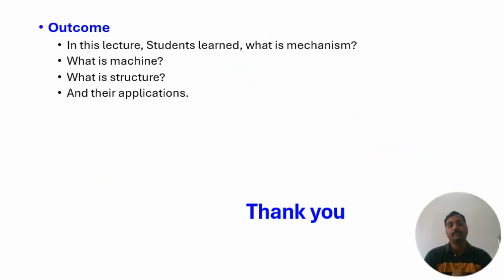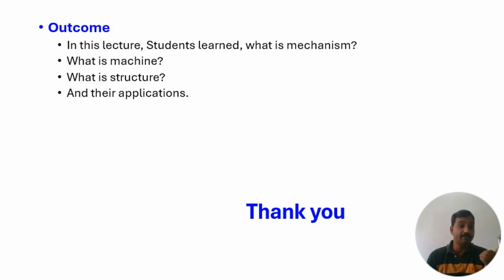So what is the outcome in this case? We are trying to understand what a mechanism is. We understood that a mechanism is nothing but a combination of rigid bodies, or resistant bodies. When they are connected to each other, they create a definite relative motion. Then we can say that is the mechanism. What is a machine? A machine is nothing but a mechanism, or a combination of mechanisms, to develop the desired output from the system. Then what is a structure?